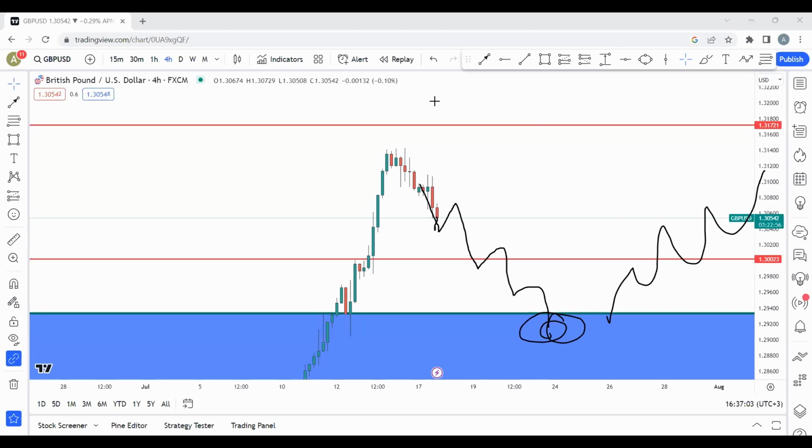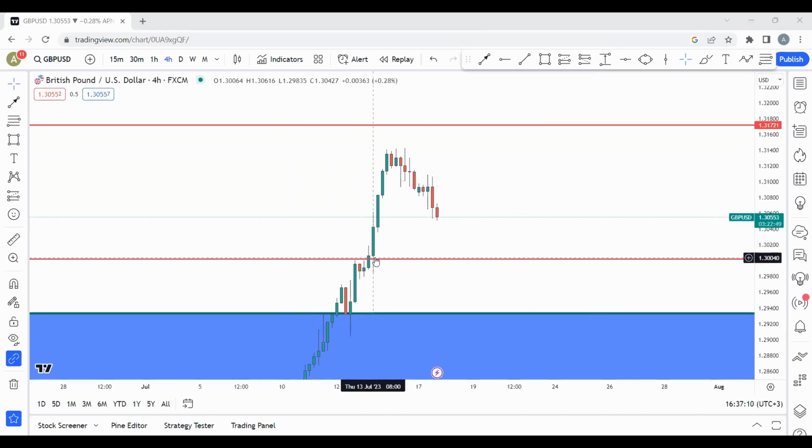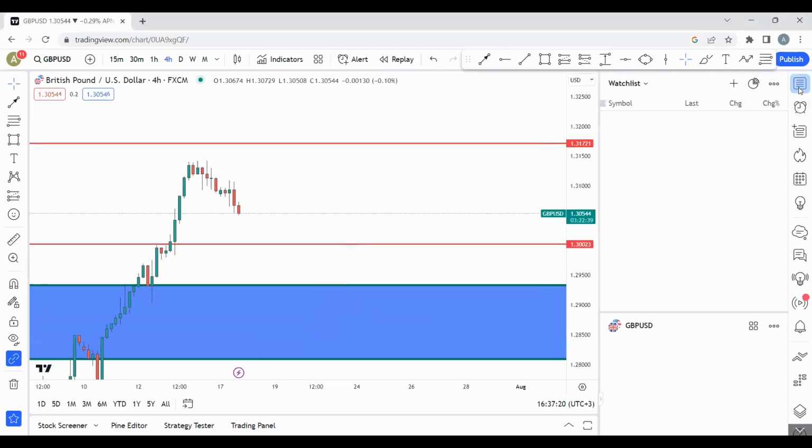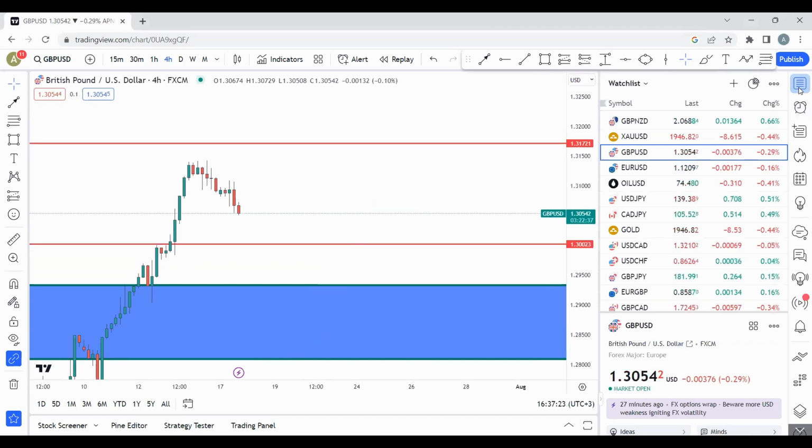That is for GBPUSD. I hope you guys are seeing exactly how we implement these concepts that we have taught you on this channel. There's nothing different that we use, and all the concepts are as simple as you see them being implemented here. Let's look at another example that you can use.